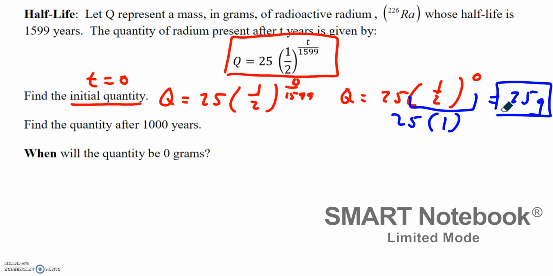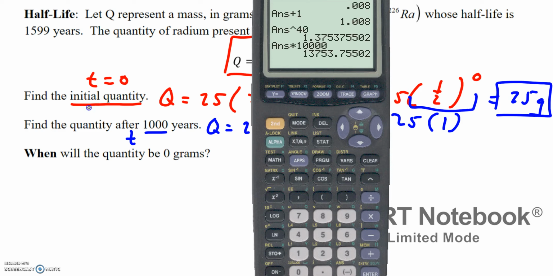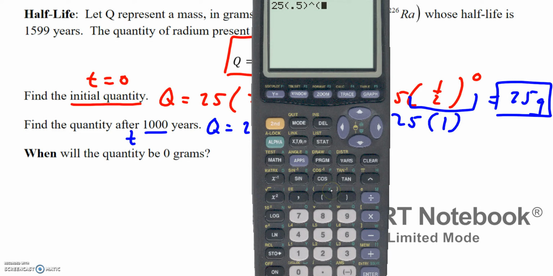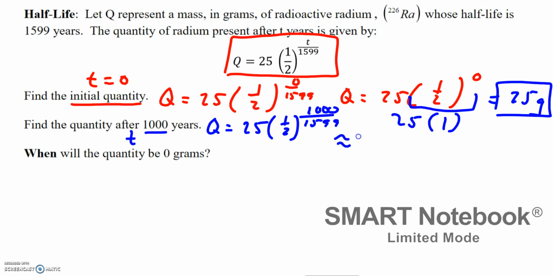Find the quantity after 1,000 years. Well, I'm going to plug in 1,000 for t. So Q equals 25 times 1/2 to the 1,000 over 1599. And this, in my opinion, is a strict calculator question. You would take your calculator, you would plug in 25 times 0.5, or 1/2, to the, and I would use parentheses here, 1,000 divided by 1599, close parenthesis, press enter, and I got a value of 16.206. That's about 16.206 grams after 1,000 years.